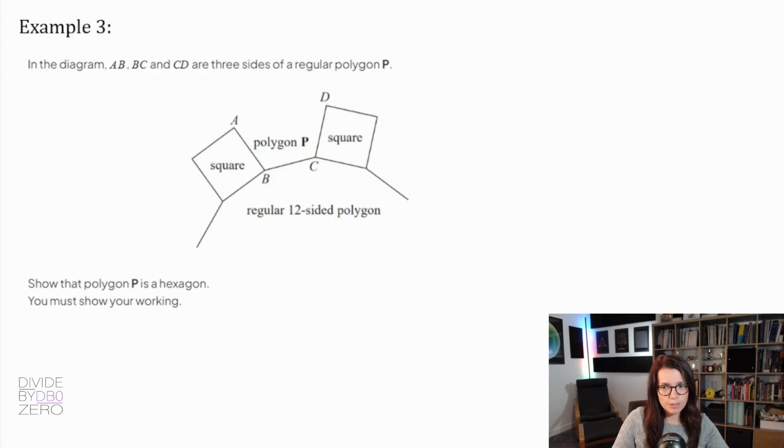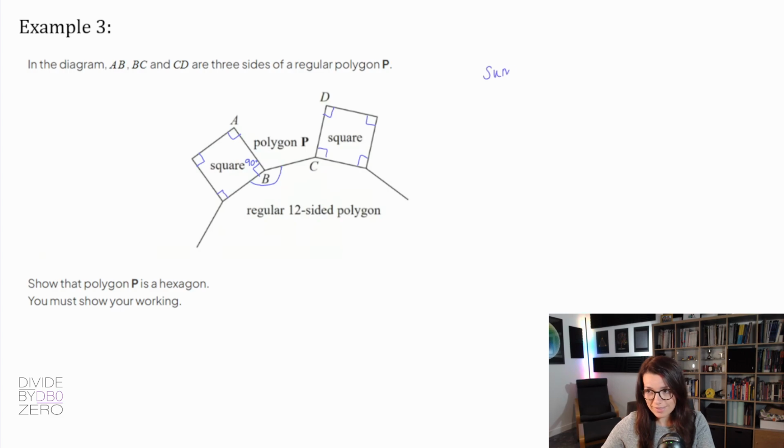Last example, a little bit more complicated. So it says in the diagram, AB, BC, and CD are 3 sides of a regular polygon P. Show that polygon P is actually a hexagon. You must show your working. So to start off, I would label any angles that I'm aware of on the diagram. So for example, inside the square, we know that these are all 90-degree angles or right angles. We're also told that we've got a regular 12-sided polygon underneath, so we can work out this angle.